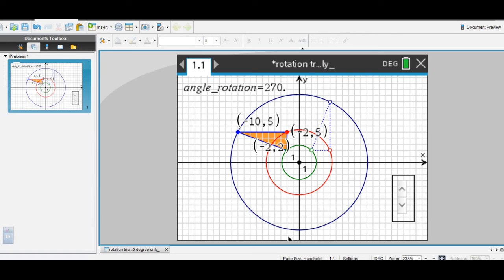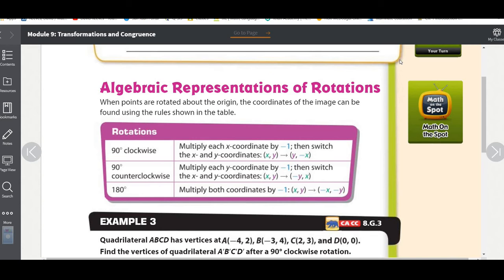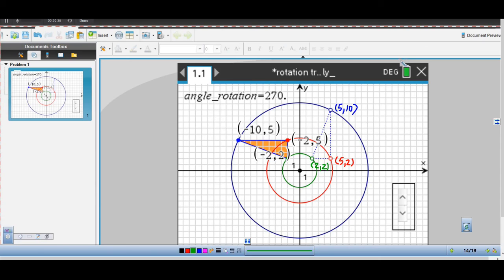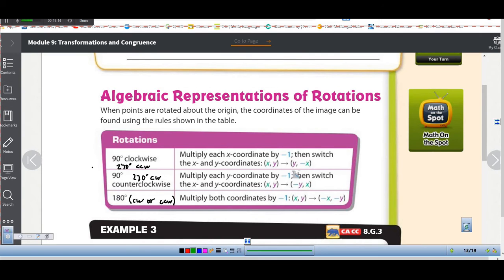So if we go back to our textbook page right here, and I'm going to go back to where I just was, where I wrote this down. Okay, so the first one we did was 90 degrees clockwise, where we switched them. X, Y became Y, X, and then we made the second one the opposite. Then we did 180, which simply, they stayed in the same order. X, Y was X, Y, but now they were opposites.